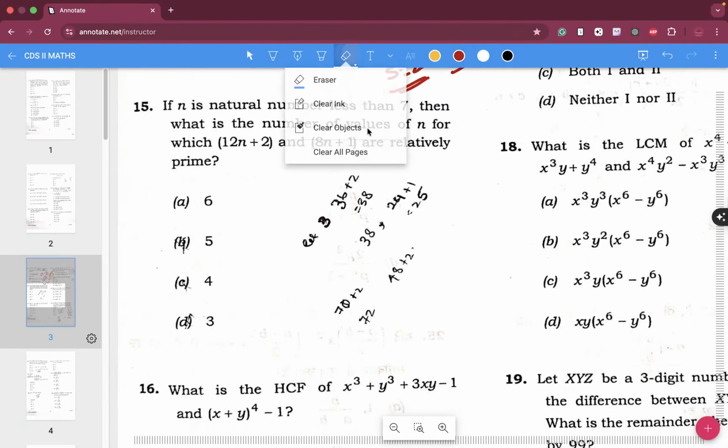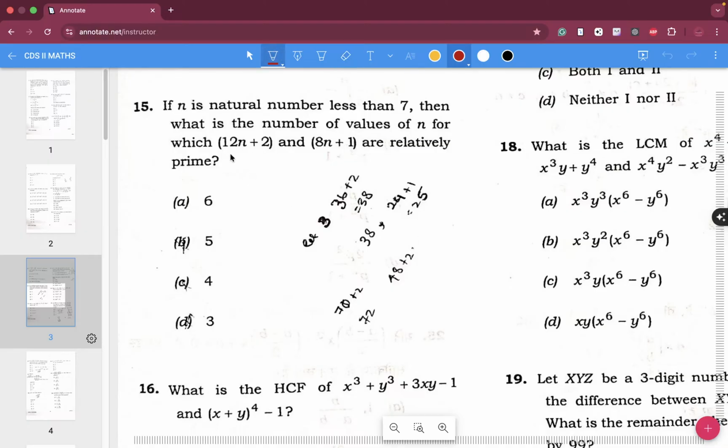Right, so now we'll move to the next one. If n is a natural number less than 7, then what is the number of values of n for which 12n plus 2 and 8n plus 1 are relatively prime? So the value of n can be 1. If n is 1, this is 14 comma 9, isn't it? Putting n equal to 1 we get 14 and 9.